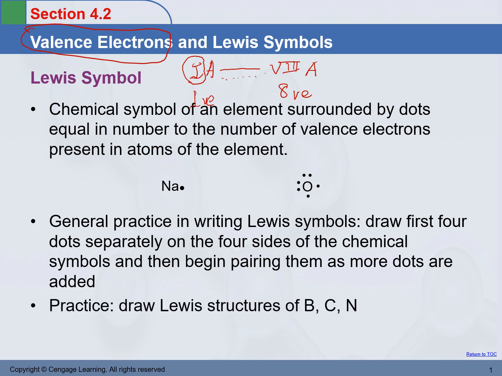For example, Lewis symbols of boron, carbon, nitrogen. Boron is in column 3A. It has 3 valence electrons. That will be the Lewis symbol for boron. Carbon is in column number 4A. It has 4 valence electrons. That will be the Lewis symbol for carbon. Nitrogen in column number 5A. So that will be the Lewis symbol for nitrogen.